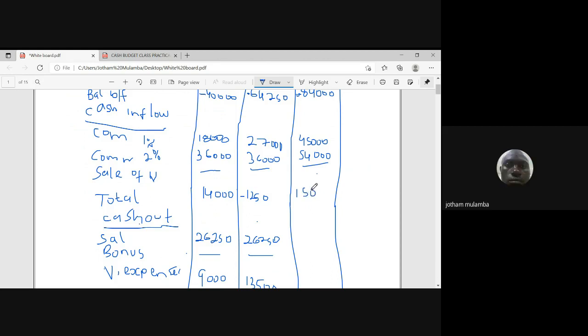So we go to cash outflow. In cash outflow, our salary will still remain 26,250.